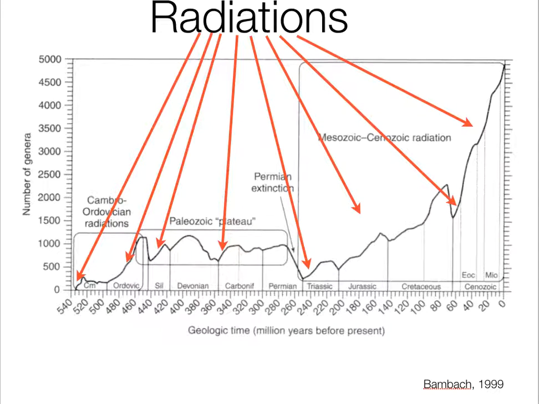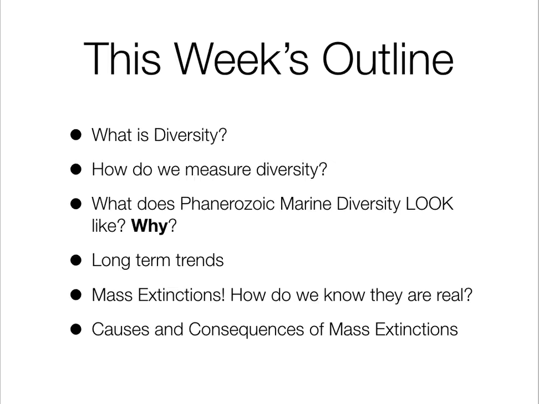And then we also see radiations in this. So we've got our Cambrian-Ordovician radiations. We've got radiations basically after each of our mass extinctions. So after the Devonian, after the Ordovician here, after the PT. And then we've got this huge Mesozoic-Cenozoic radiation, which we'll come back to a little bit later, because there's often been discussion about whether or not this radiation is an artifact or if it's real.